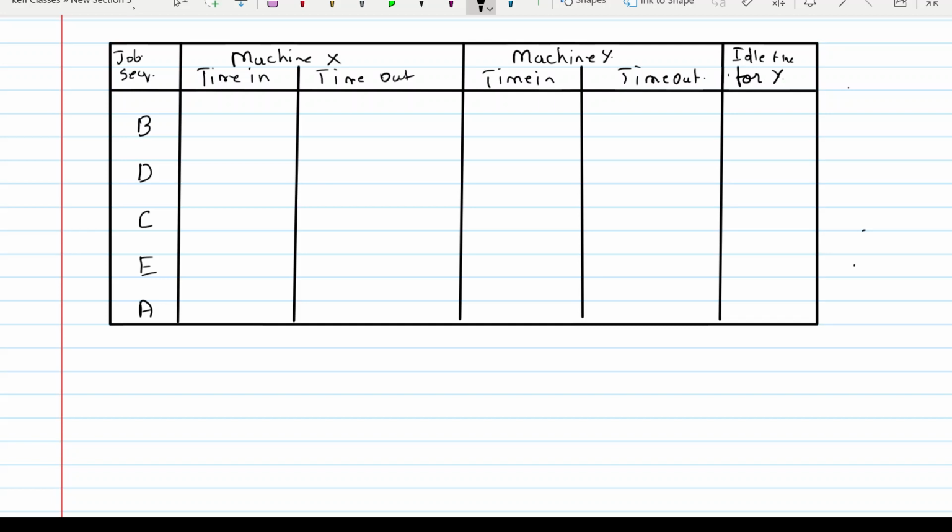Now how do we solve this? First job is machine B. Where is the job called? Okay. Job B will start at what time?